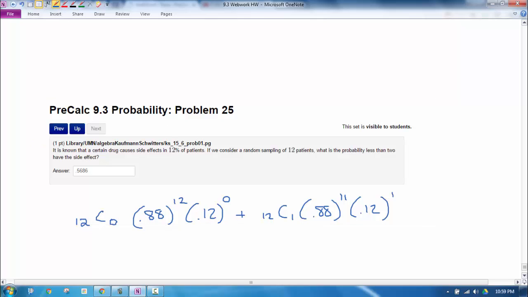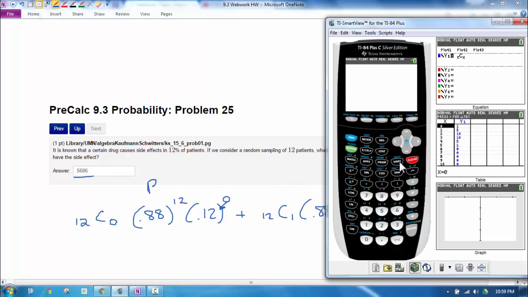All right, then the last problem. It's known that a certain drug causes side effects in 12% of the patients. So I did it like this, where I said probability of success is 0.88, because we want 0 patients having side effects or 1 patient having side effects. We want, in this case, 12 patients having no side effects and 11 patients having no side effects. Adding those up, that would satisfy what they're looking for, which ends up giving you 0.5686, which is the answer. You can do this in your calculator as well.